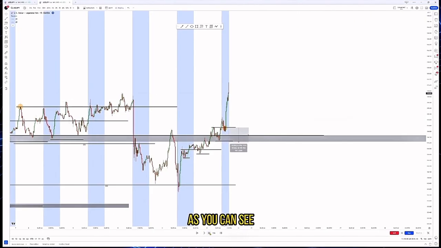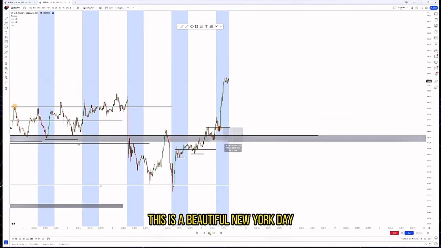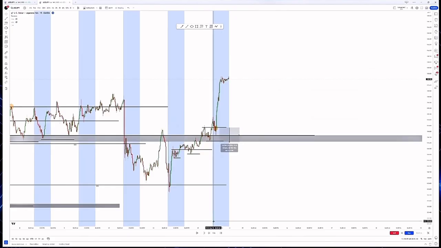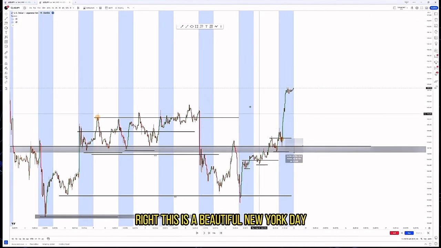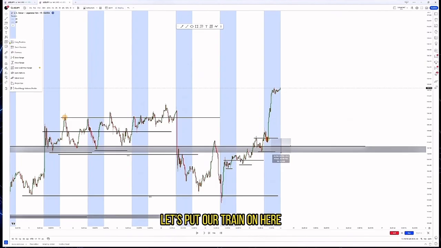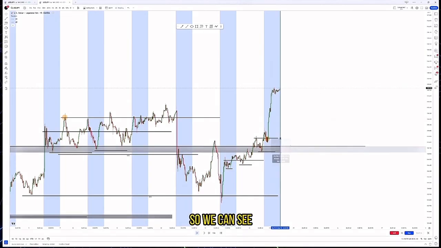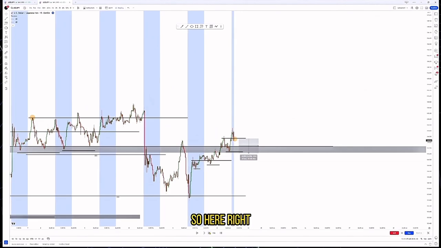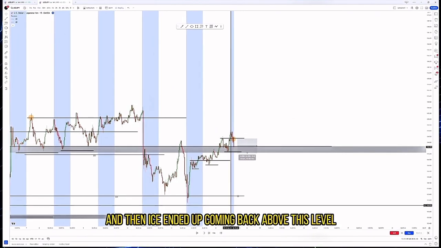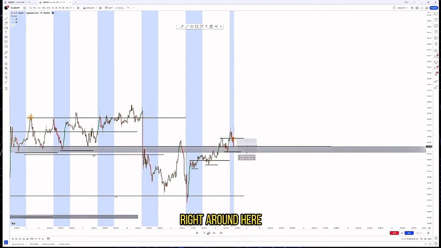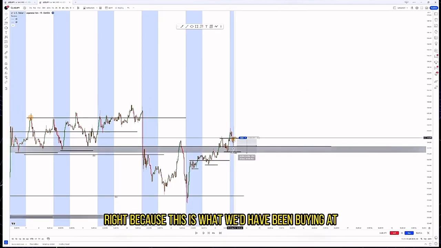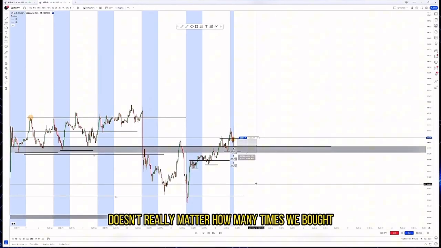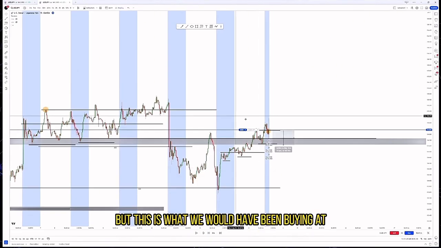So let's continue. As we can see, this was a beautiful New York day, right? Our trade, let's put our trade on here. Matter of fact, let me actually go back so we can see overall. So here, and then price ended up coming back above this level right around here. And then we're gonna just place buy, because this is what we'd have been buying at. Doesn't really matter how many times we buy, but this is what we would have been buying at.